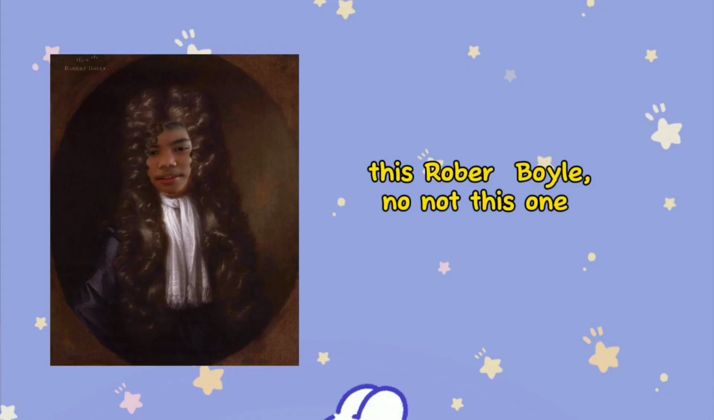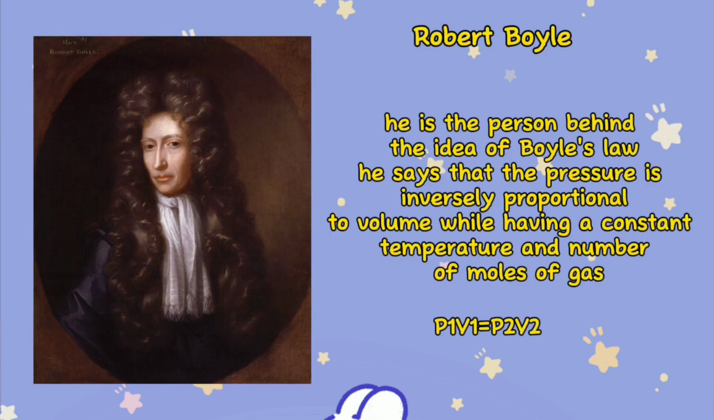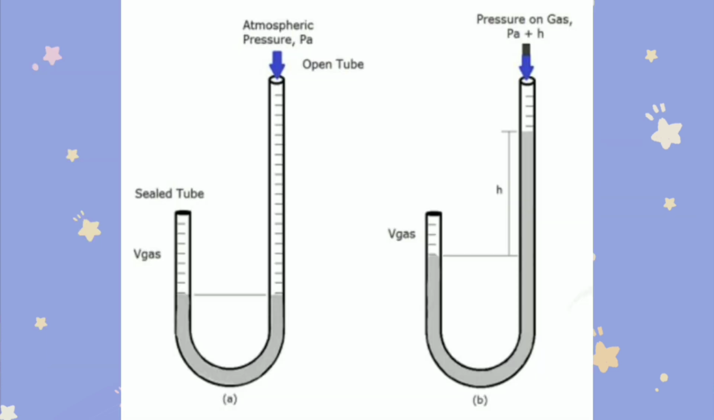This is Robert Boyle. No, not this one. This is the real Robert Boyle. He is the person behind the idea of Boyle's law. He says that the pressure is inversely proportional to volume while having a constant temperature and number of moles of gas. He performed an experiment wherein he trapped a fixed amount of air in a J tube. He changed the pressure and controlled the temperature, and then he observed its effect on the volume of the air inside the J tube.